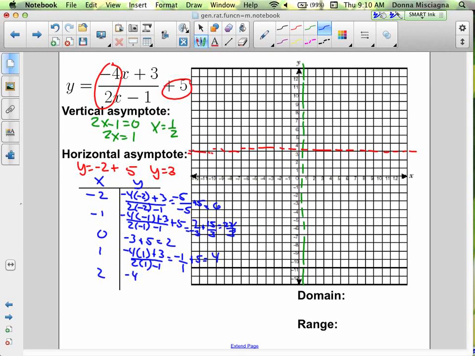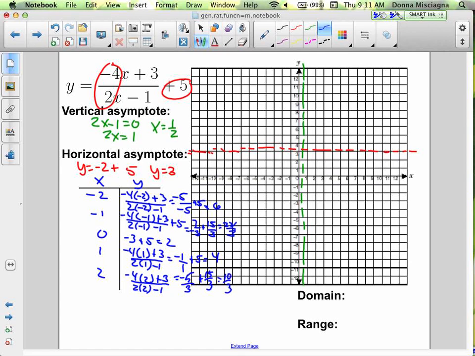And then 2, -4 times 2 plus 3. We'll just add the 5 in at the end. And then 2 times 2 minus 1 is going to be -8 plus 3. So 5, or -5. And then 4 minus 1 is 3. So -5 thirds plus 15 thirds is going to be 10 thirds. Equals 10 thirds.